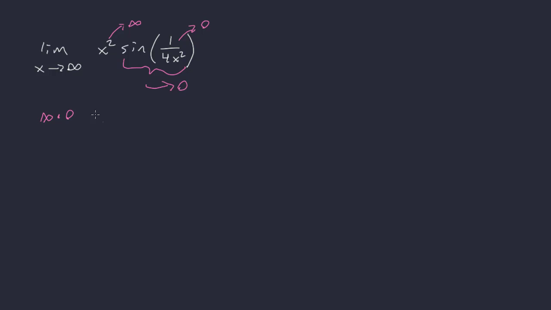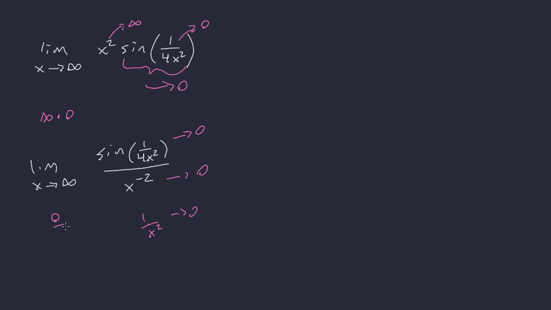Okay, so the idea here is that we are going to sort of rewrite things as a fraction. Now there are two ways we could go about this. One way is to take that x squared and put it underneath as an x to the negative 2, because then this would be a 0 over 0, because we would have sine of 0, this part's still going to 0, and this is 1 over x squared as x goes to infinity. That's also a 0. So this becomes a 0 over 0 case.